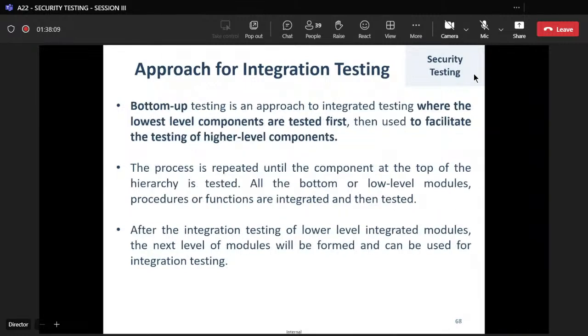And bottom up is another type of approach where they test the low level components first. Once the low level components are tested, they facilitate testing the higher level components. And this is repeated until the component reaching the top of the hierarchy is tested. So all the low level modules, procedures, and functions are tested, then integrated and forwarded towards the top level. So this is an approach called bottom up testing.